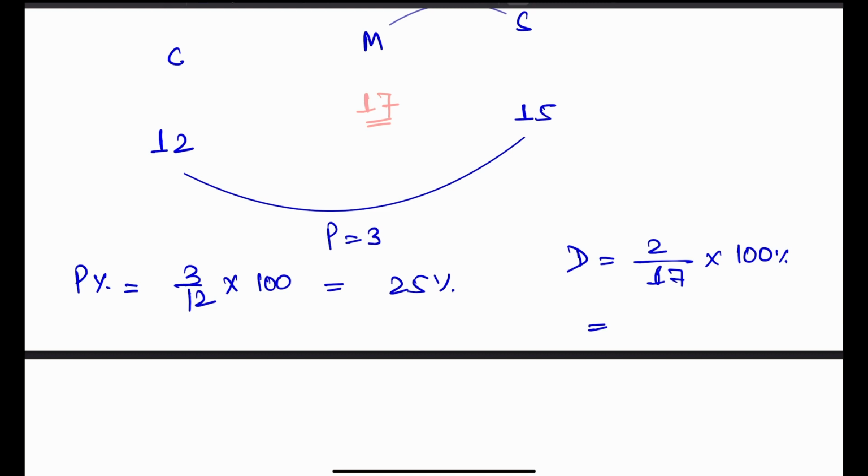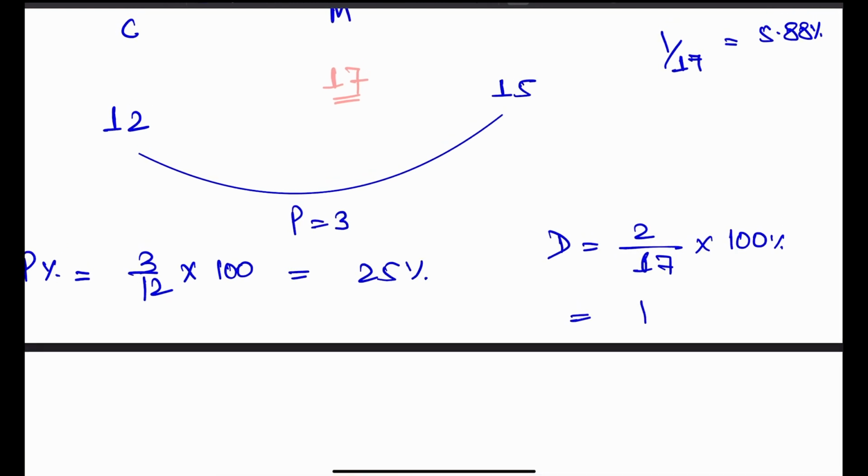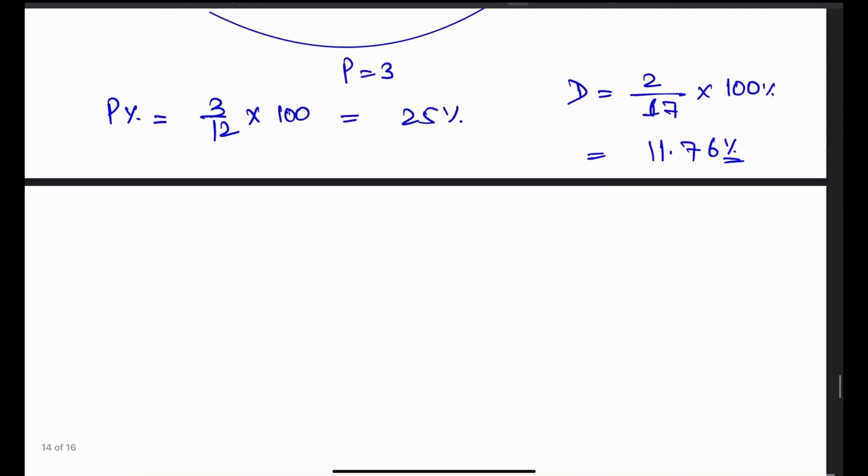Again I need to remember 1 by 17. So I still need some revision for 1 by 17. 1 by 17 is something equal to 5.88%. So how much will it be? 11.76%. So the difference is easy to calculate.